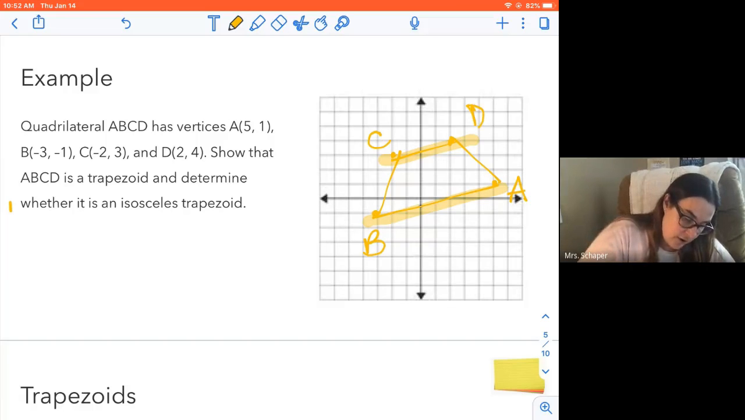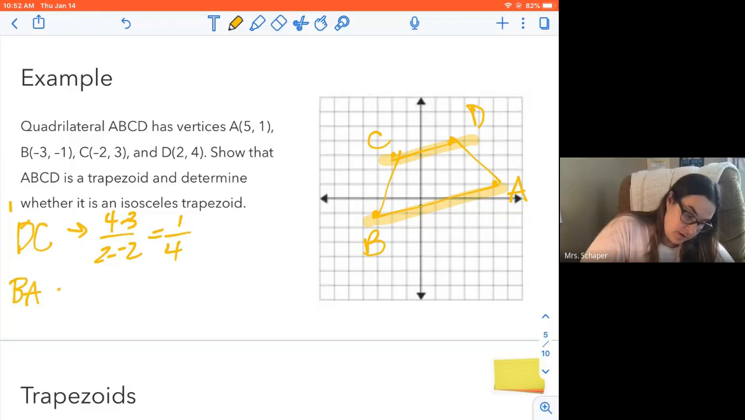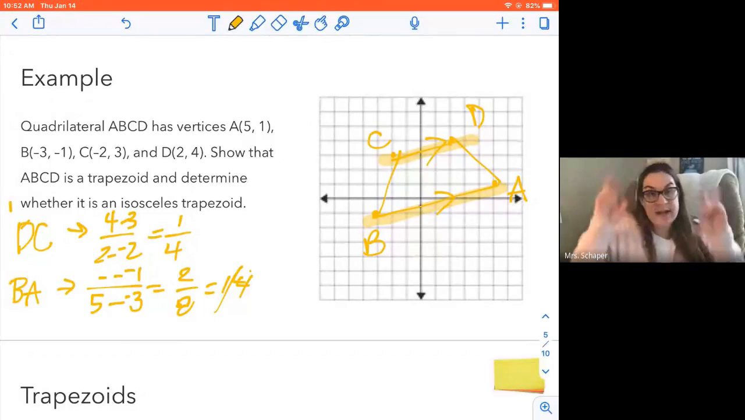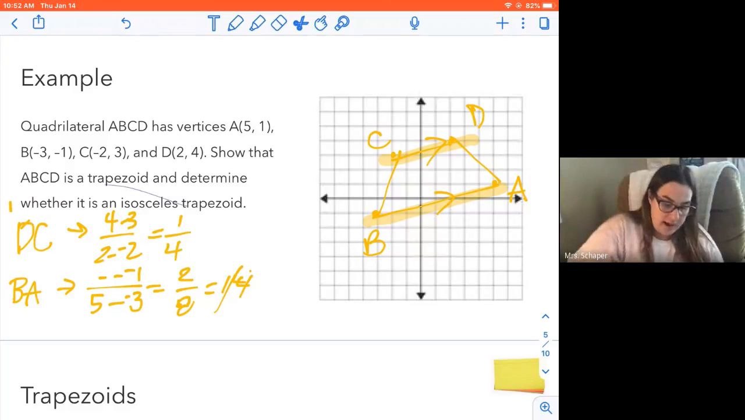So the slope of DC is going to be 4 minus 3 over 2 minus negative 2, which is 1/4. And then the slope of BA is going to be 1 minus negative 1 over 5 minus negative 3, which is 2 over 8, which is 1/4. So we need to prove which sides are the parallel sides. We can't just say it looks like, okay? So we're beyond that when we get to the level of math that we're in right now. We've got to be proving this stuff.